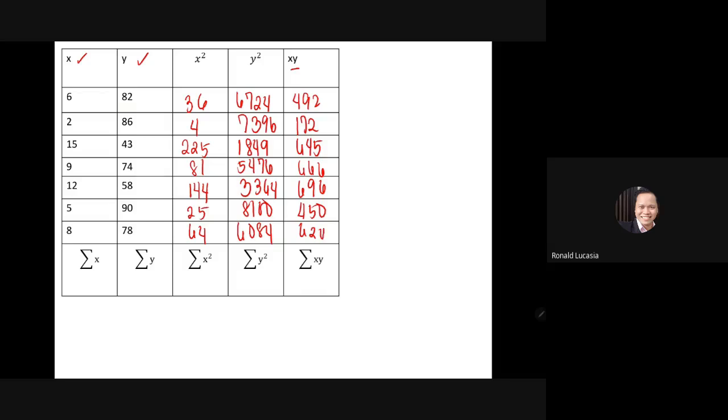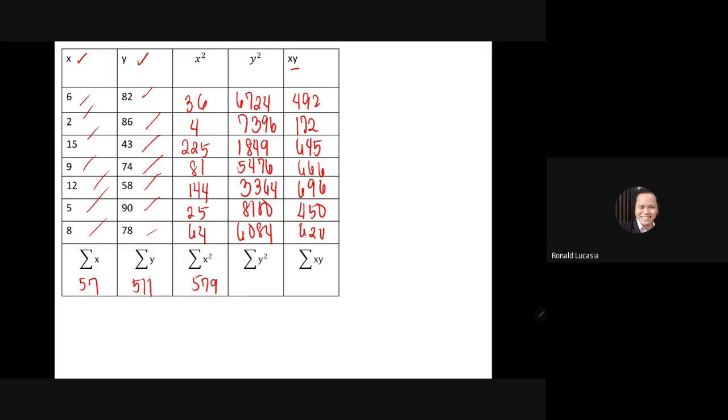The next one is the summation. Summation of x. So you add all. The summation of that will be 6 plus 2 plus 15 plus 9 plus 12 plus 15 plus 8. The sum of that is 57. And then 82 plus 86 plus 43 plus 74 plus 58 plus 90 plus 78, the total is 511. The total of x squared is 579.